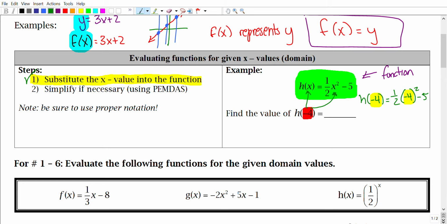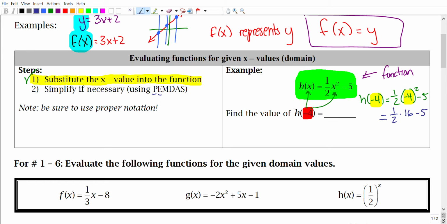All right. Now it says simplify if necessary using PEMDAS. So we have to do any parentheses or exponents first. So parentheses, we see right here, we have a negative 4, but there's nothing in there that we can actually do, so we have to move on to exponents. So we have to raise that negative 4 to the second power. So this really gives us 1/2 times, well, negative 4 squared is 16, and then minus 5. All right, so we got rid of any parentheses, exponents.